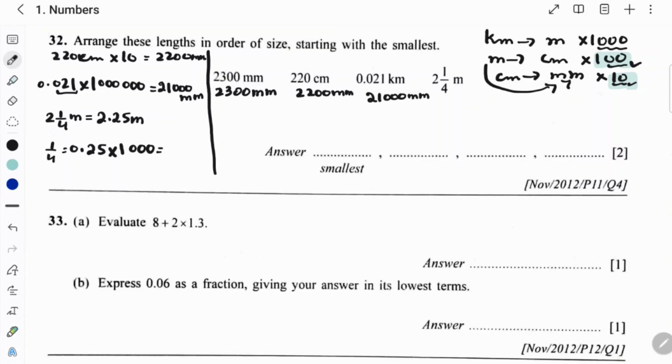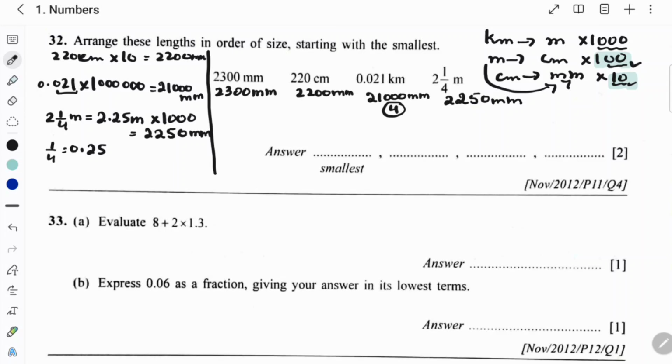Two digits are already there, so you just put one extra zero. 2.25 times 1000 is 2250. Two numbers are there, put one extra zero to get it into millimeters, so that is 2250 millimeters. Okay, so this is 21,000 for sure. It is the largest one. It is the fourth one because it is in 21,000.